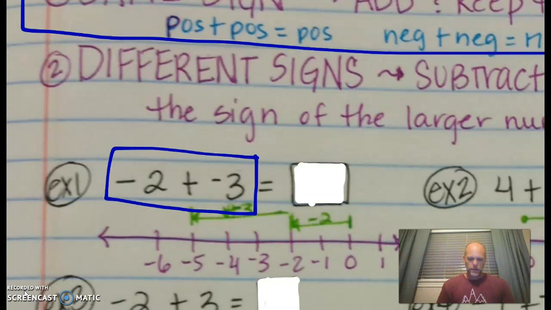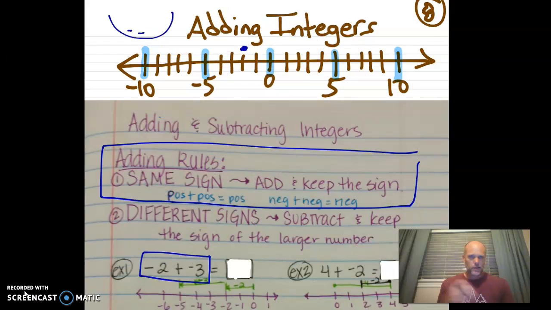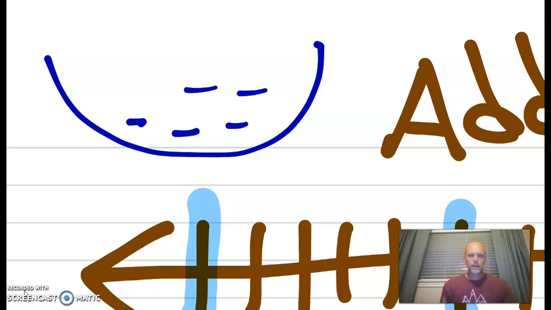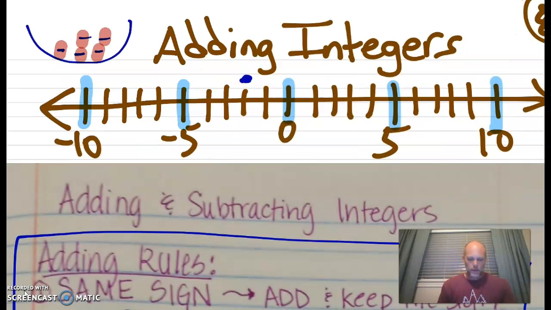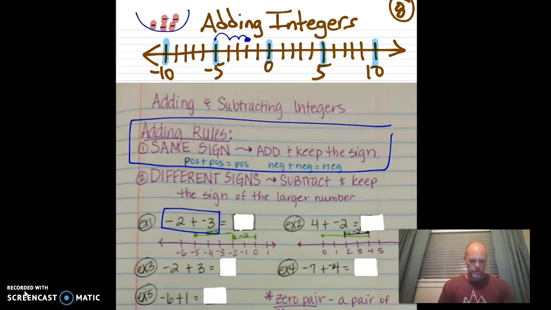So if you think of a bowl, we have 2 negatives in there already. We're going to combine 3 more negatives with it. 1, 2, 3. So now how many negatives do we have? 1, 2, 3, 4, 5. Okay? And on a number line, we start at -2 because that's the beginning of the addition sentence. We combine more negatives, negatives going to the left. 1, 2, 3, and it's -5. Okay?